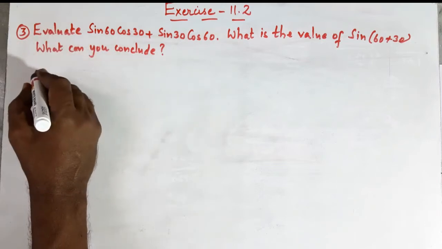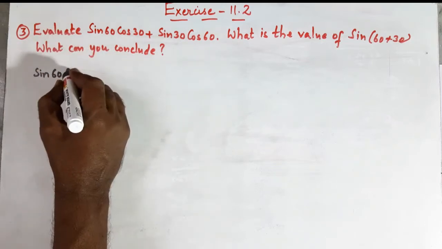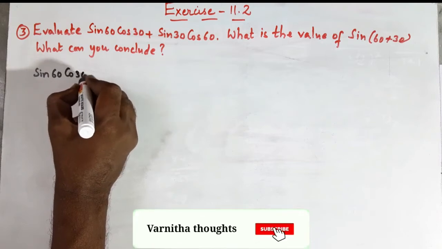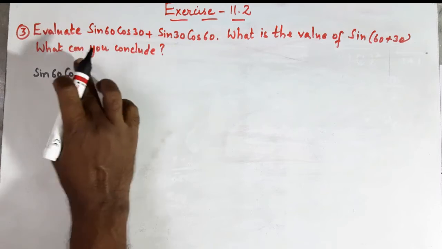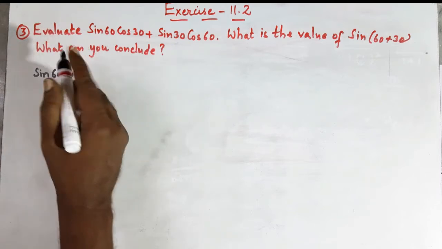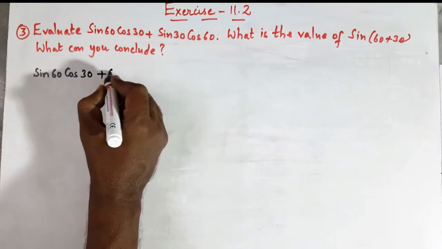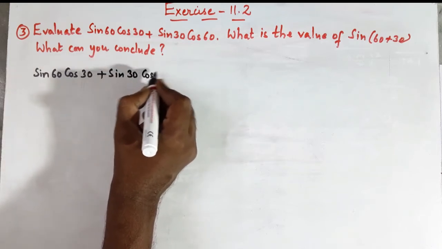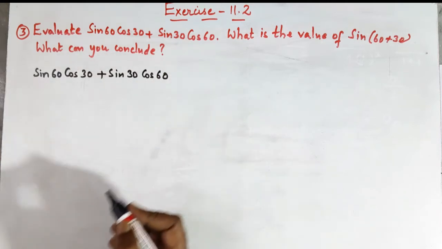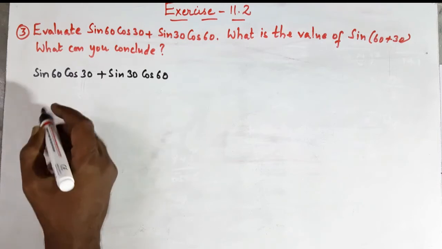Now first of all, sine 60 degrees cos 30 degrees plus sine 30 cos 60. So what are these values? Let us see. Sine 60 is root 3 by 2.